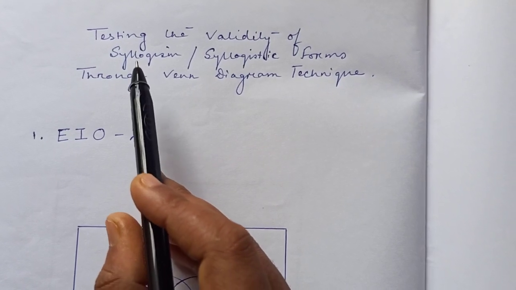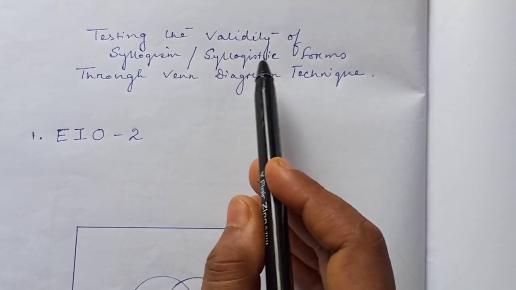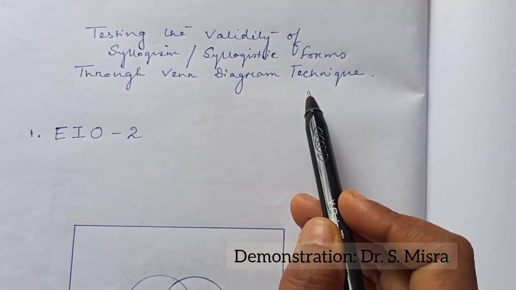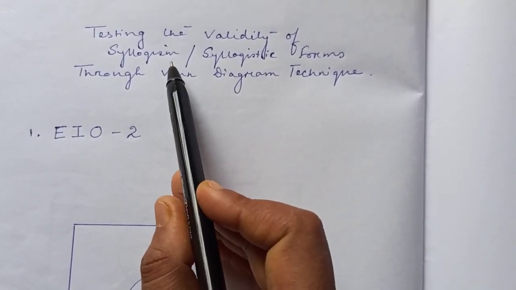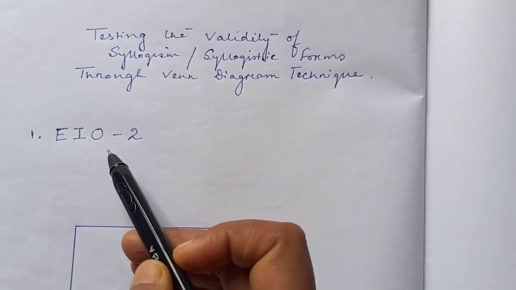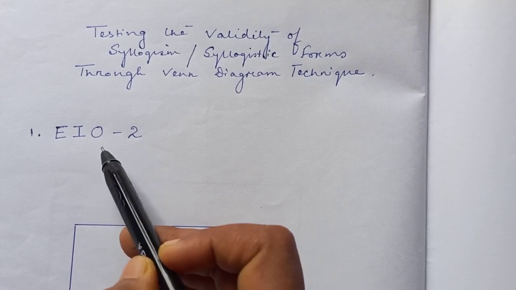Today we are going to learn how to test the validity of a syllogism or syllogistic forms through the Venn diagram technique. Now, if it is a syllogism, then we have to convert it into syllogistic form. Now see, here we have a syllogistic form EIO2.